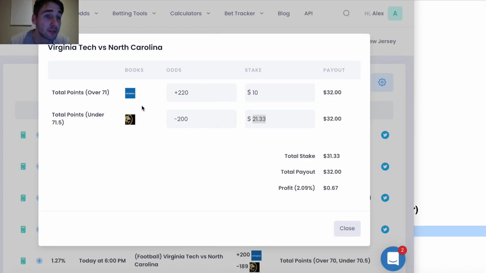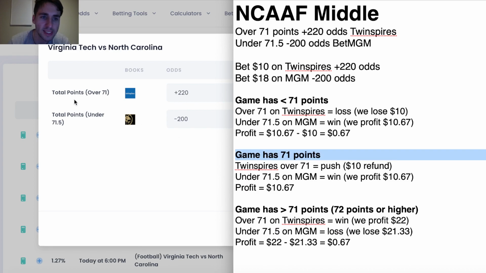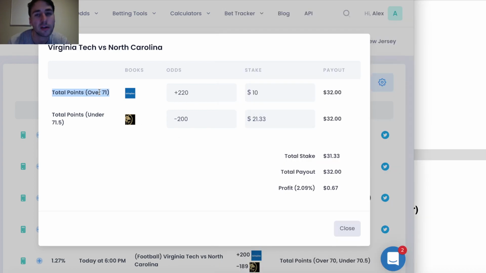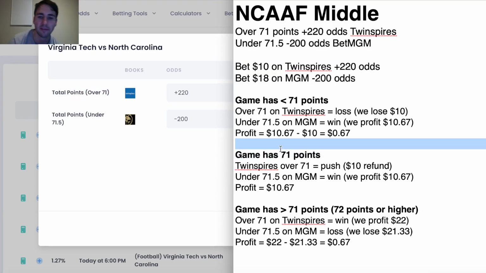But what's really interesting about middles, sports betting middles, is if the game has exactly 71 points, then this bet on Twinspires is going to be a push, right? This bet is going to be a scratch. So we're going to get our $10 back. So if the game had exactly 71 points, whatever, 36, 35, whatever the score ends up being, then our bet on Twinspires is a push. So we get our $10 refunded. We don't win anything. We don't lose anything.